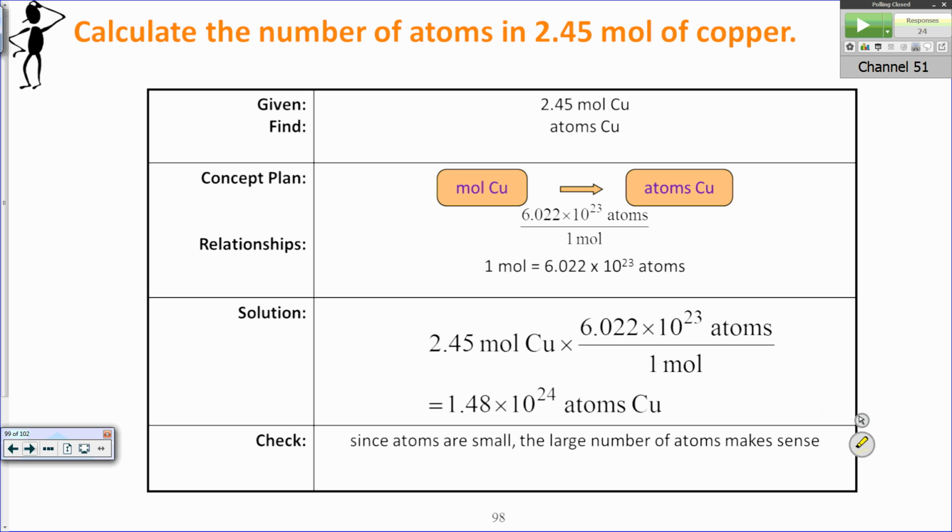Here's an example. You've got a certain number of moles of atoms, so it's 2.45 moles of copper. That tells us the type of atom. And I'd like to know how many atoms there are. So what I want to do is a single step, going from the number of moles of copper to the number of atoms of copper. And the relationship between atoms and moles is Avogadro's number. So I'm going to use this as my conversion factor in the calculation.